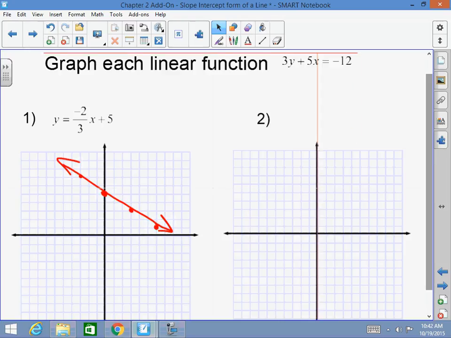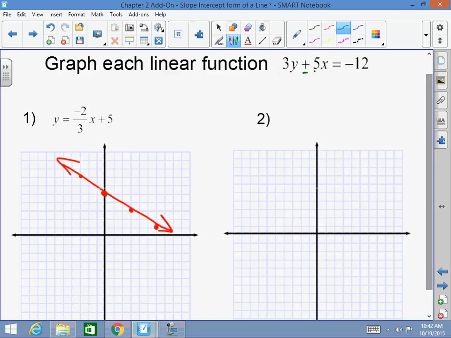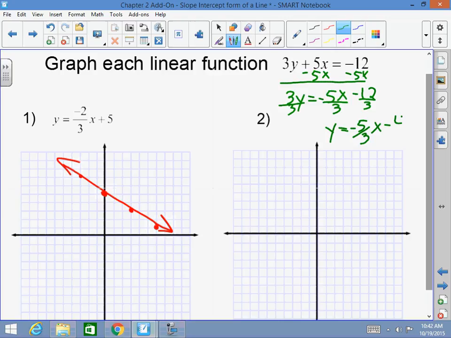So how would I start solving for y here? Subtract 5x, very good. So I've got 3y equals negative 5x minus 12. And then divide by 3, very good. Remember that gets divided to everything. So y equals negative 5/3 x minus 4. So what's my y-intercept here, boys? Negative 4. So I go 1, 2, 3, negative 4. What is my slope, gentlemen?